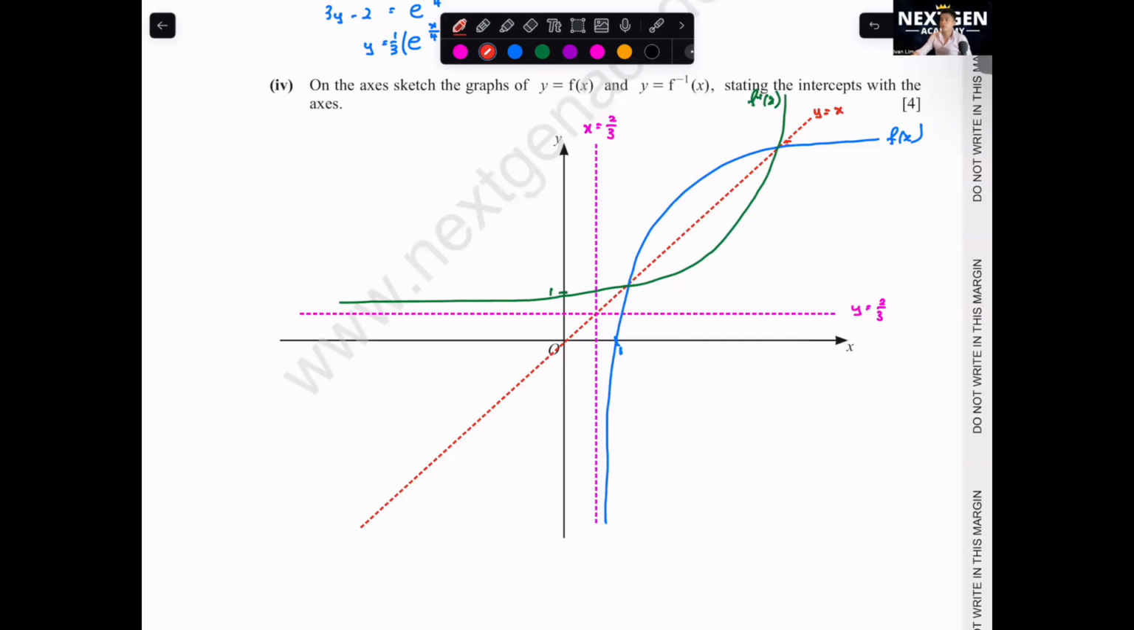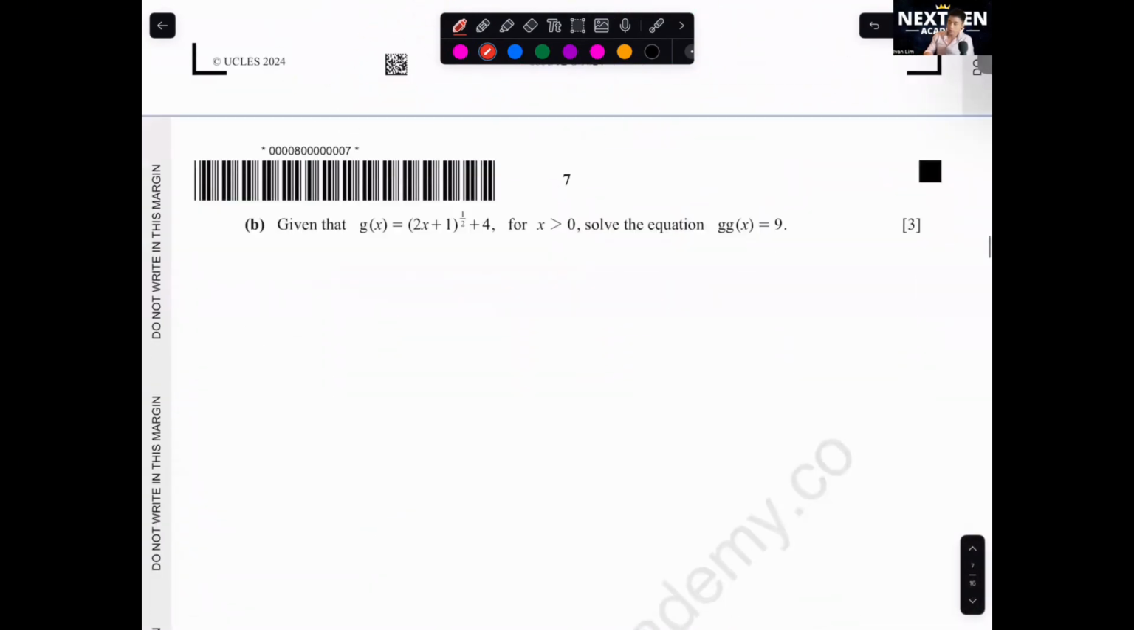This graph is a 4-mark question. This has come up many times. Normally, if they ask you to draw an ln graph for functions, they will ask you to draw the inverse graph. It's normally the same exact question. If you do enough past year questions, you will see this question come up many times already. Okay, let's go to question B.